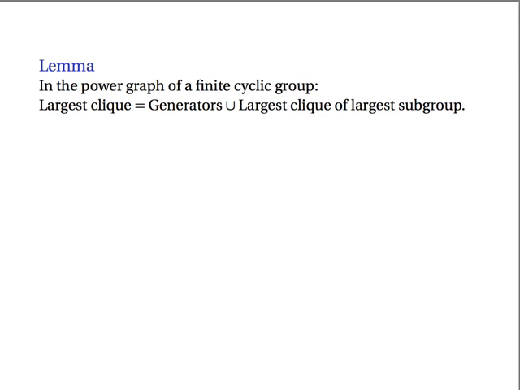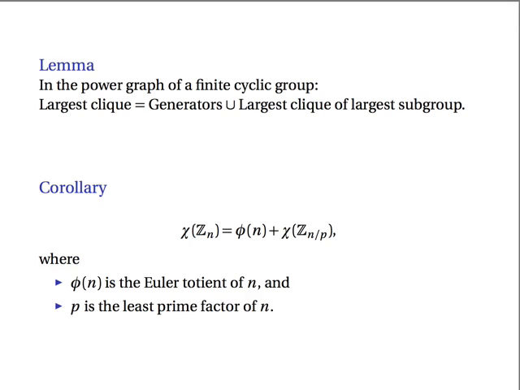It turns out that in the power graph of a finite cyclic group, the largest clique is formed by taking the generators of the group, after all, everything is a power of the generators, together with the largest clique of the largest subgroup. Consequently, the clique number of the cyclic group of order n is computed by taking the Euler totient of n and adding the clique number of the cyclic group of order n over p, where p is the least prime factor of n.